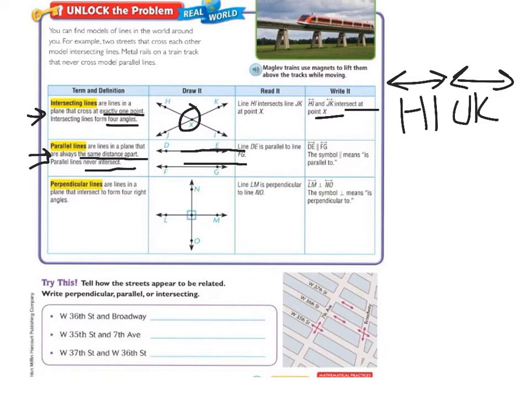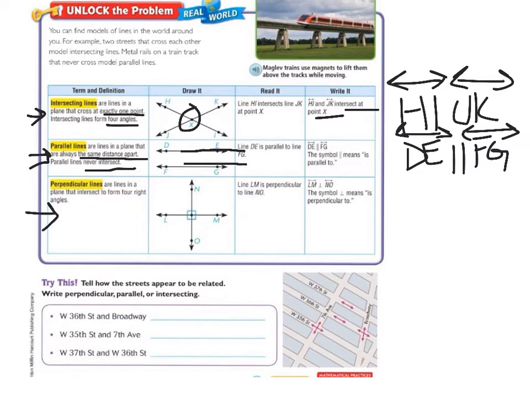When we write it, we again label DE with a line above it and the arrow going in each direction, and FG with an arrow above it going in each direction. And we would put this symbol between the two. This symbol means is parallel to. The way I remember this is like the two vertical lines that will never intersect, no matter how long they are. Our last term is perpendicular lines.